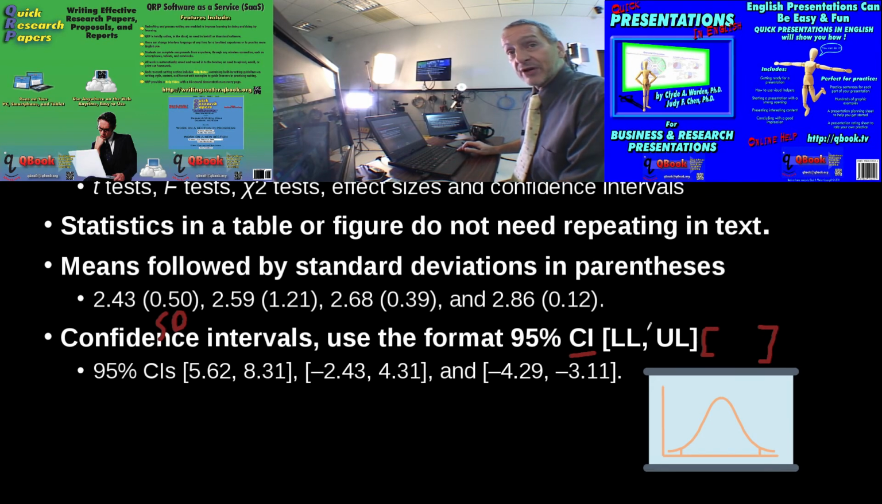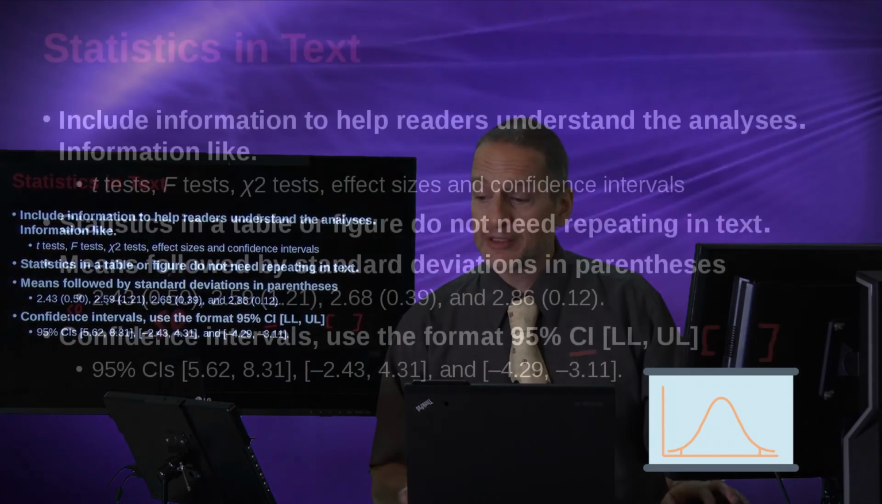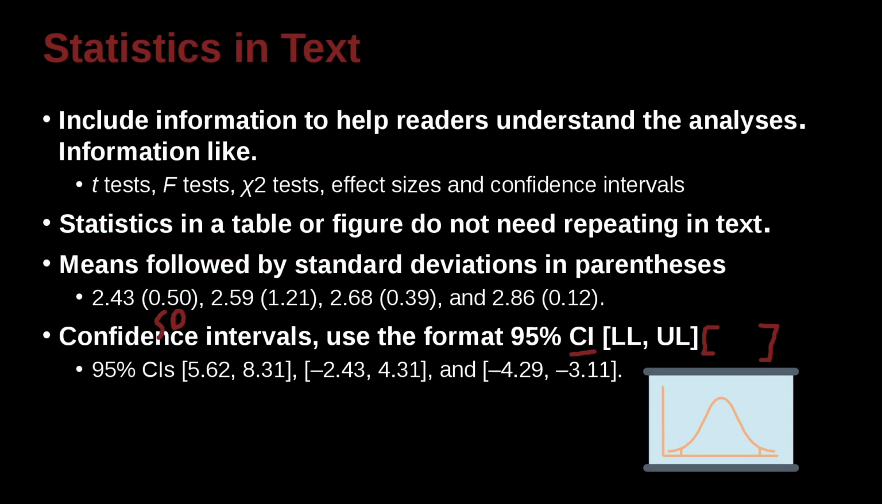Now, this depends on your area, right? In business, we don't often have confidence intervals, although maybe we should. We often skip over them. Maybe we should include them. And depending on your field, you may be required to include them. So it all depends. Let's take a look at some examples here. 95% CI [5.62, 8.39]. 5.62 is the low, 8.39 is the high.